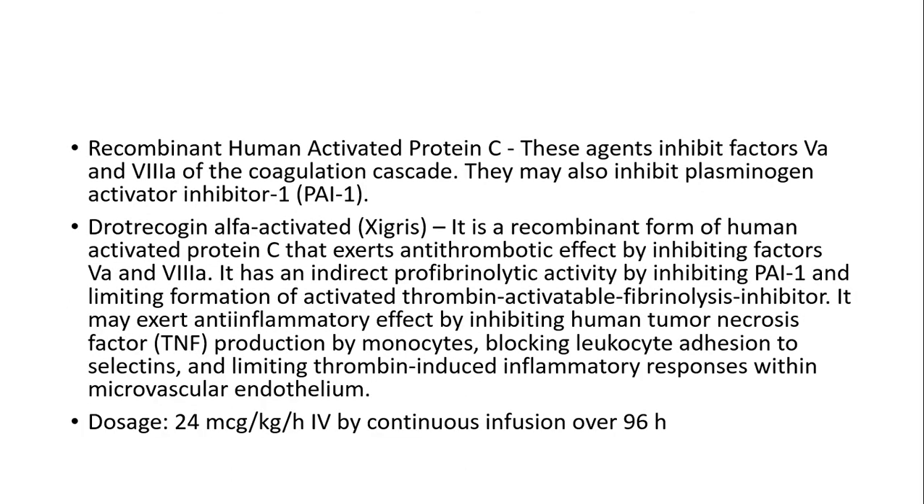The next preparation is recombinant human activated protein C. This agent inhibits factor 5A and 8A in the coagulation cascade. The drug is named Xigris, recombinant human activated protein C. The dosage of this preparation is usually 24 micrograms per kilogram.